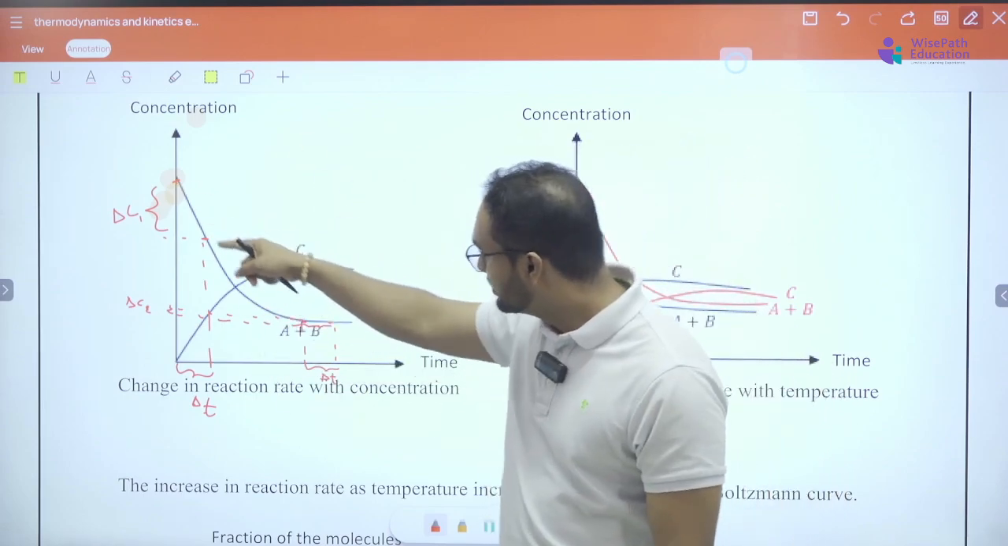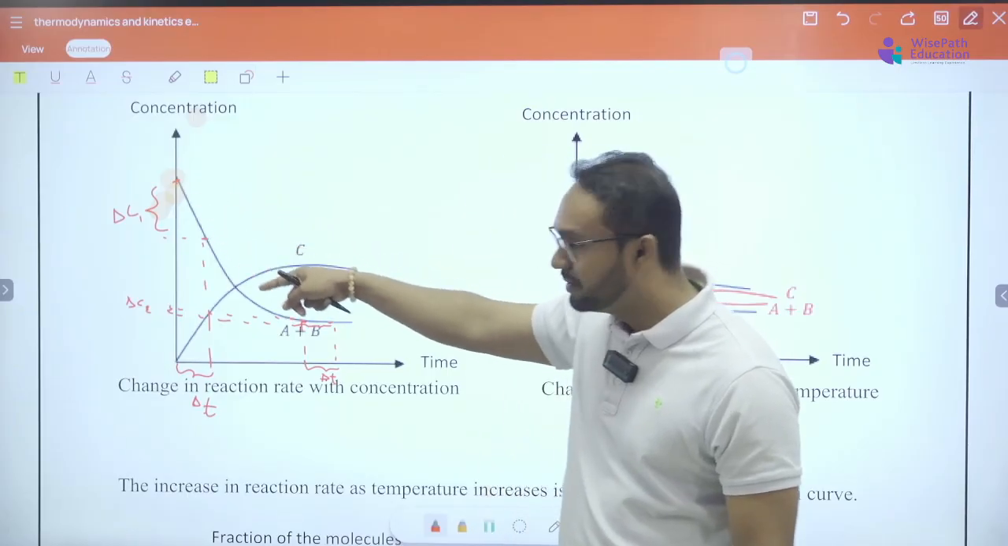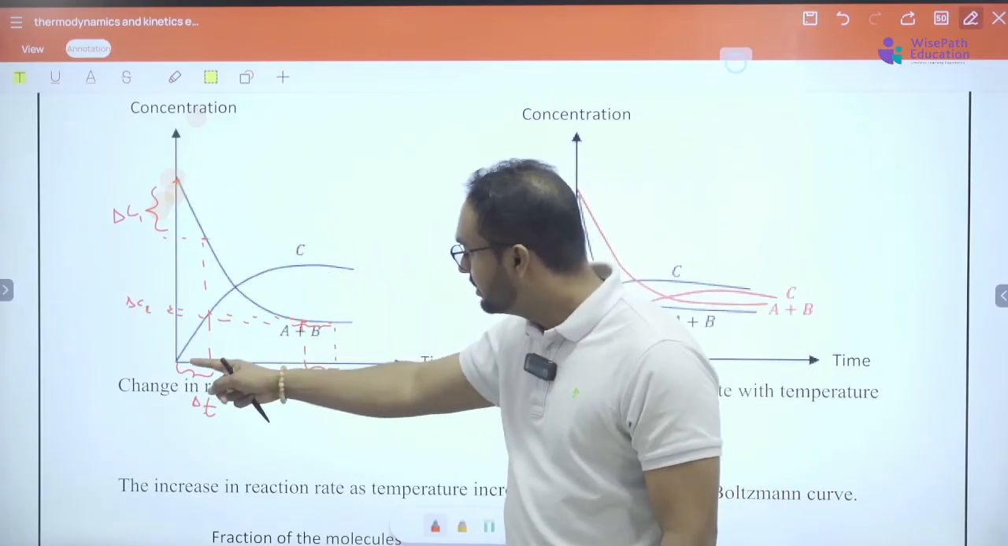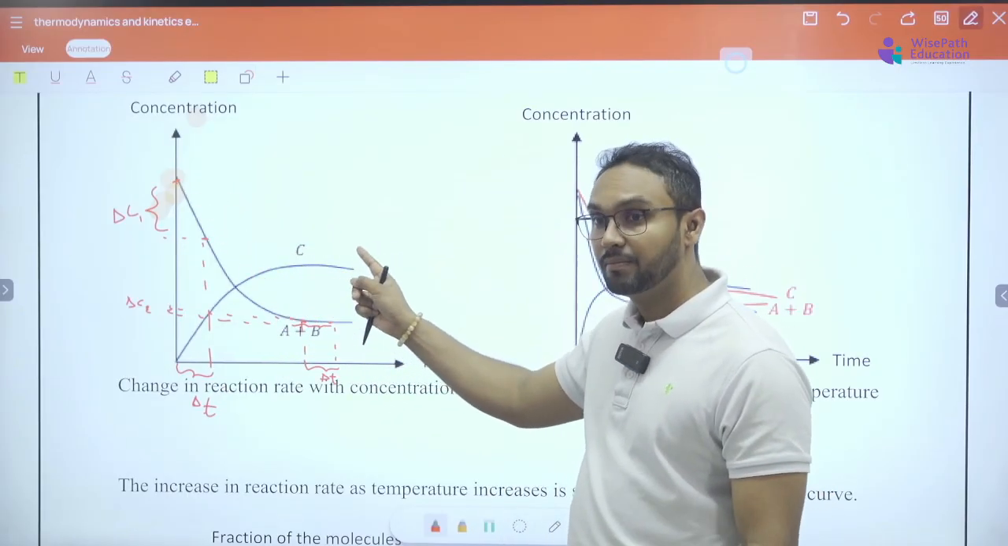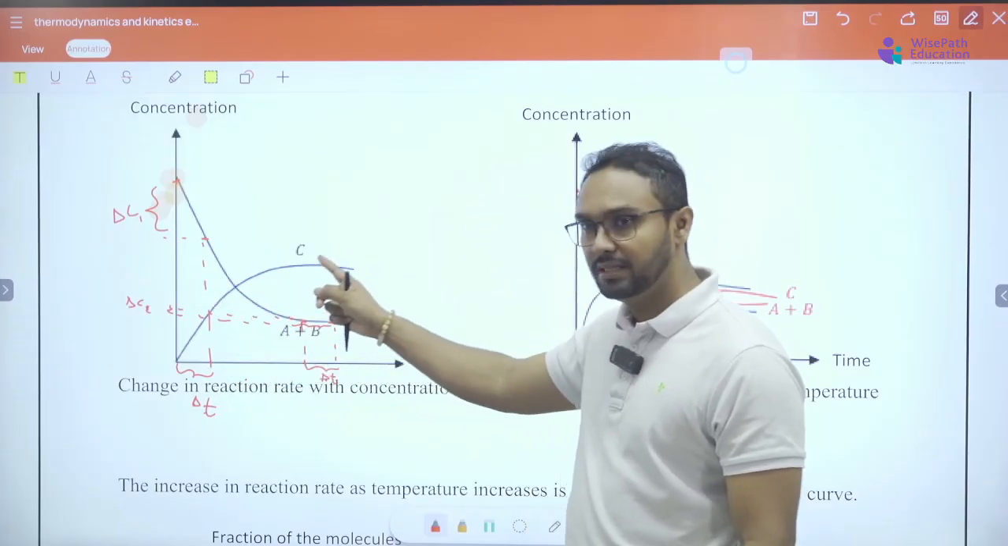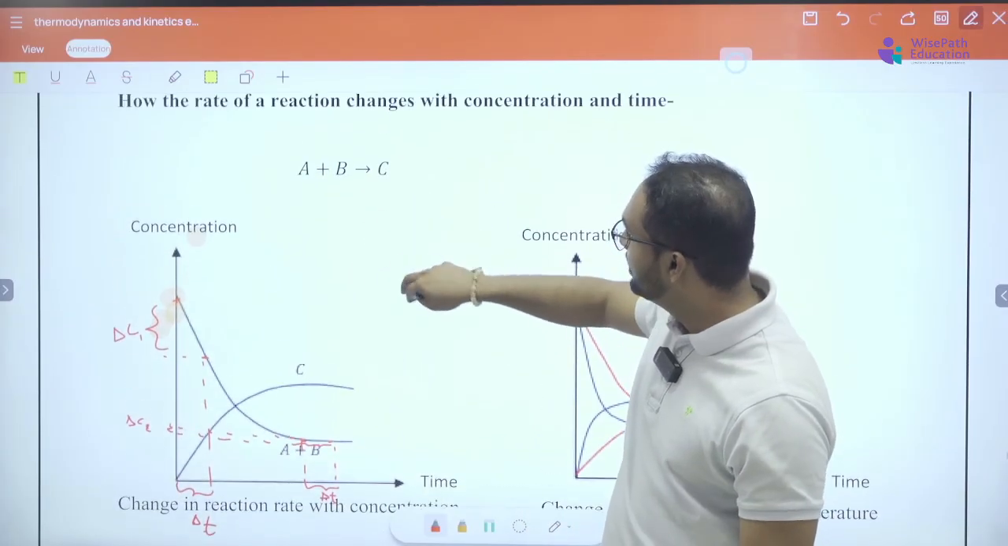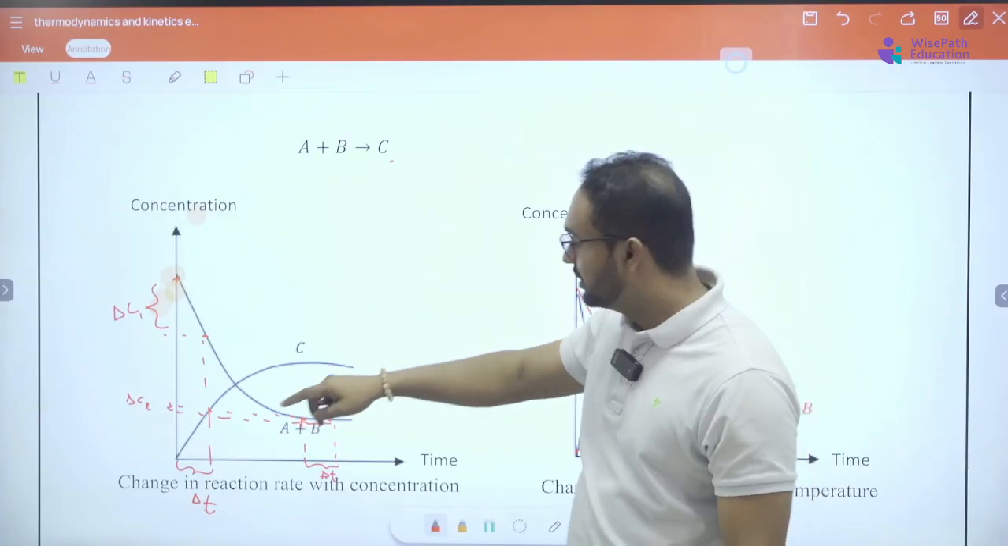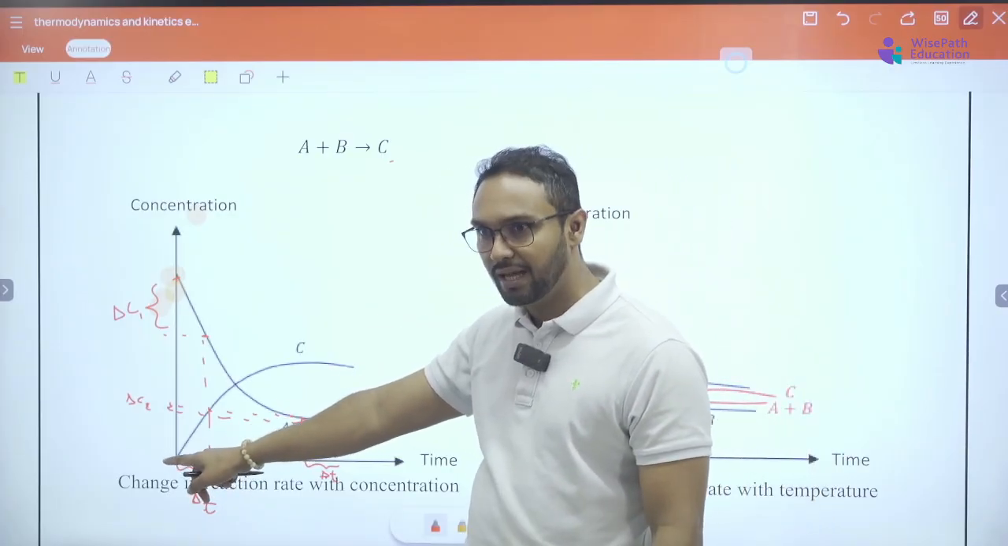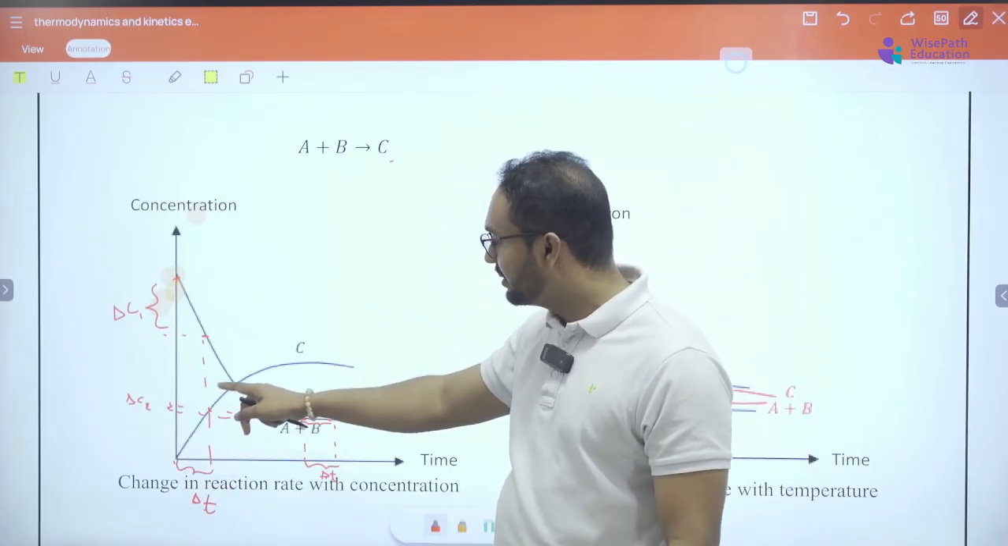මේ තියෙන්නේ reactants වලින්. reactants එන්නේ මොනවා වෙනවද? This is depending on the products. C is the product. A plus B producing C. So initially product 0 නේ. හැදිලා නැහැ නේ. ඊට පස්සේ time එකත් එක්ක products හැදෙන්න ගන්නවා.